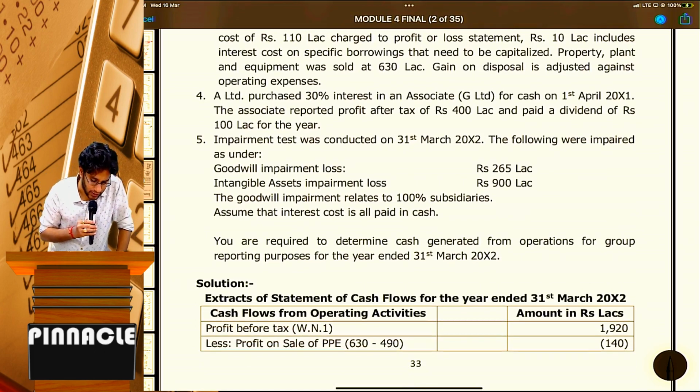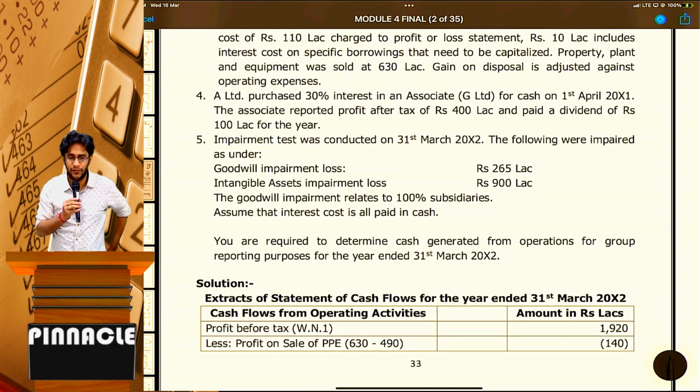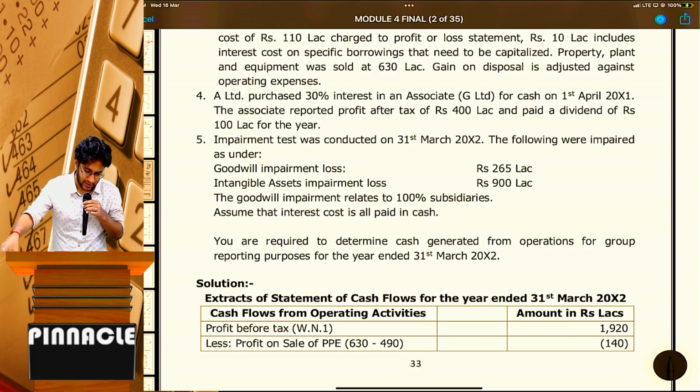Final story, last part. Impairment test was conducted on 31st March 2002. The following were impaired. Goodwill impairment loss is there, and then there is an intangible assets impairment loss of 900 lakhs. Then the goodwill impairment loss relates to 100% of the subsidiaries. All these points he gave you are non-cash, so you simply have to add them back.